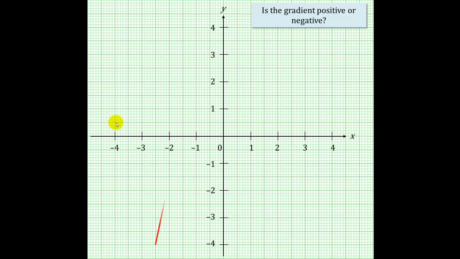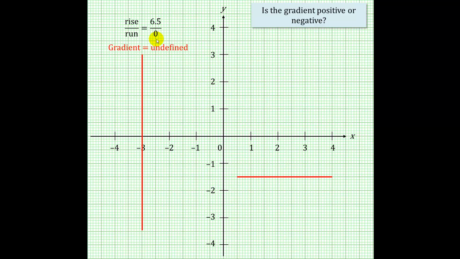Now, what about the gradient of this line here? Yes, it is positive. What about this line here? The gradient is undefined because the rise is 6.5 while the run is 0. And you know that anything divided by 0 is undefined.